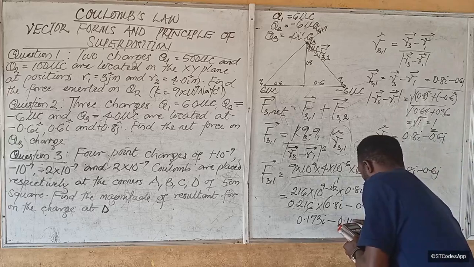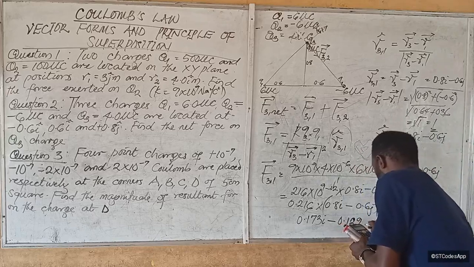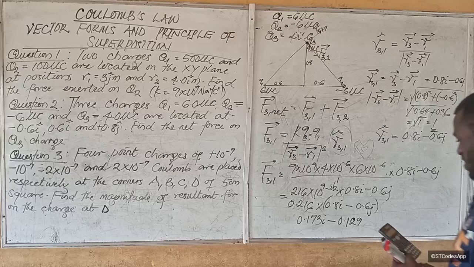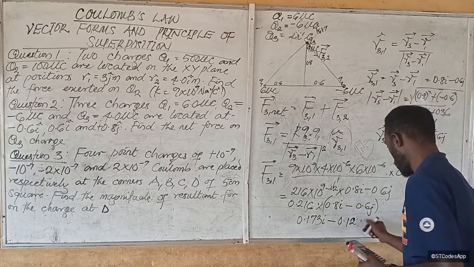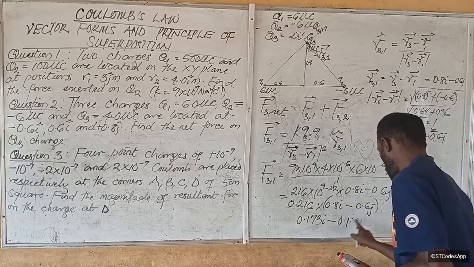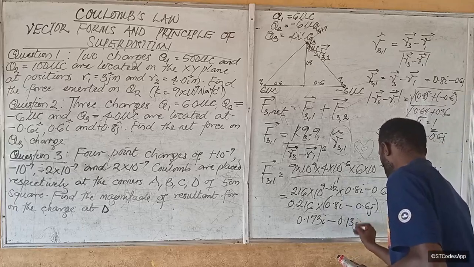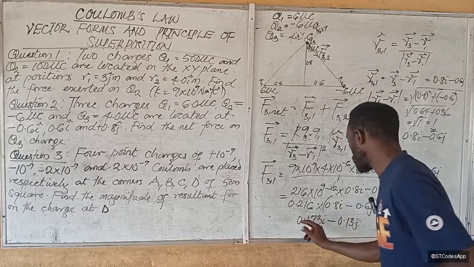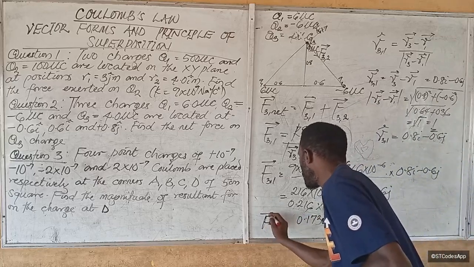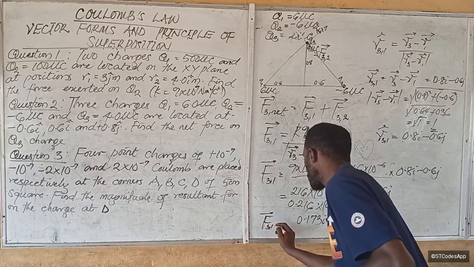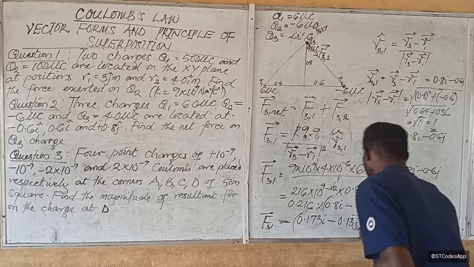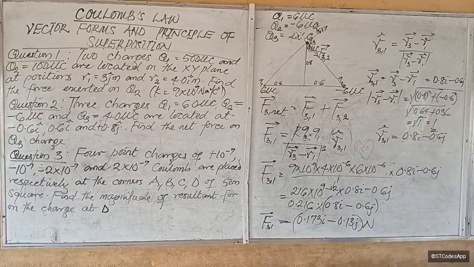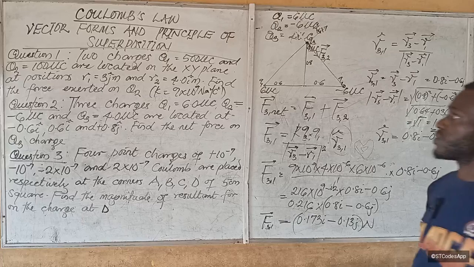Minus 0.129j, or 0.13j. So this is going to be our F, the force on 3 due to 1, in Newtons. Okay? So let's keep this somewhere, let's keep it here, and solve the second one here.